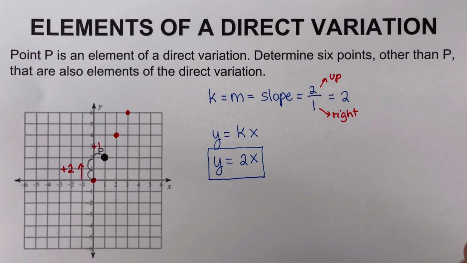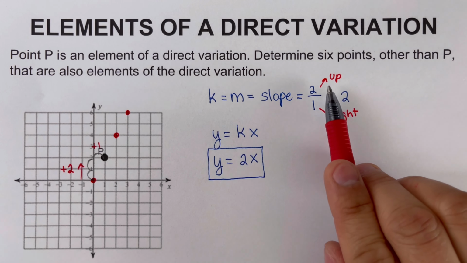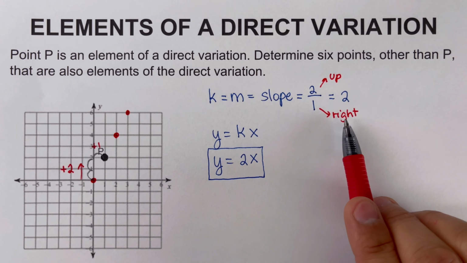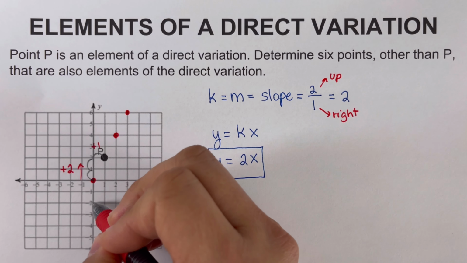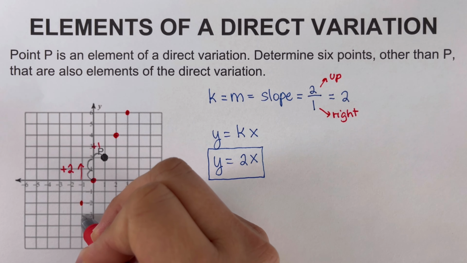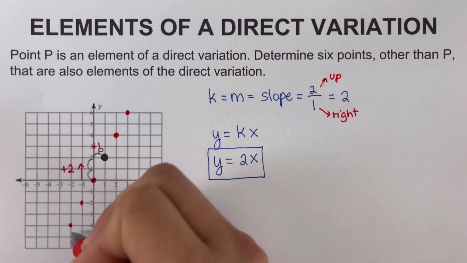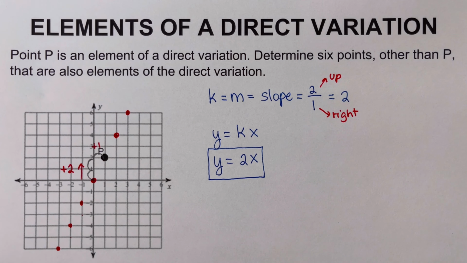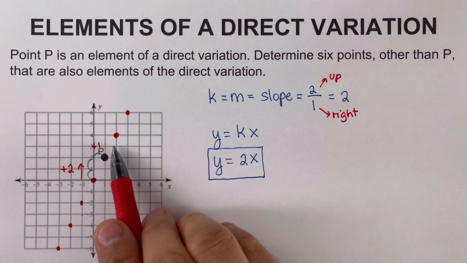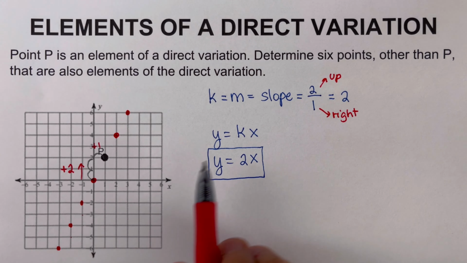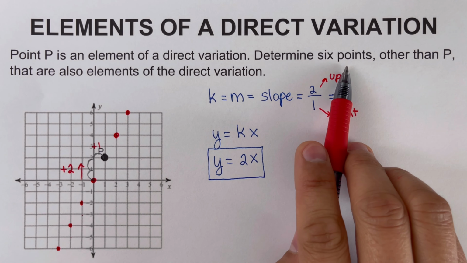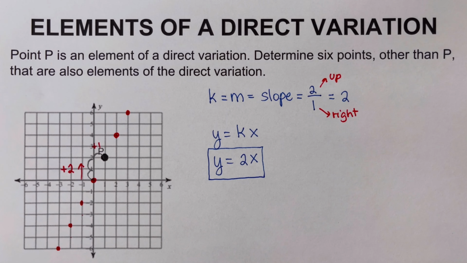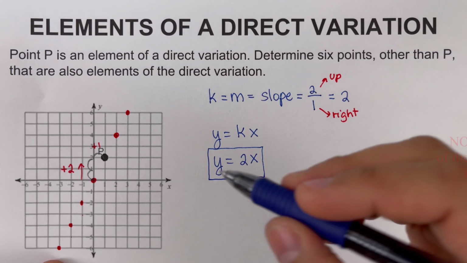Now we can go the opposite way as well. That's going to be down 2, left 1. Down 2, left 1, and down 2, left 1 again. So these are the elements 1, 2, 3, 4, 5, 6. That's the other 6 points of this direct variation. So we can go ahead and write these points on the side right here.